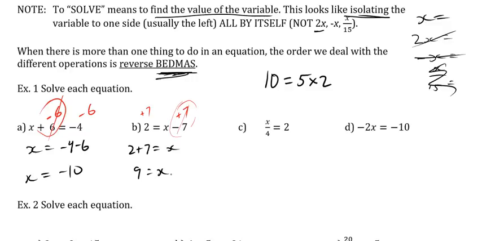9 minus 7 is 2. Yeah, that works. So that is the right answer. You can see it in the question. But that's how we show our work. That's how we do our steps.